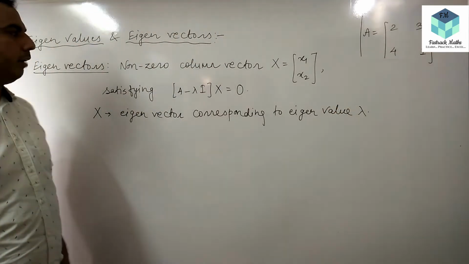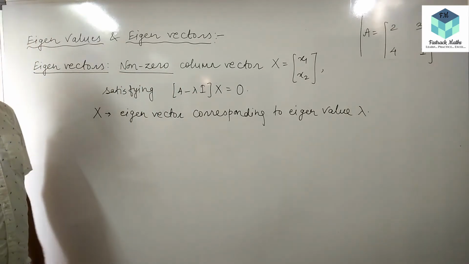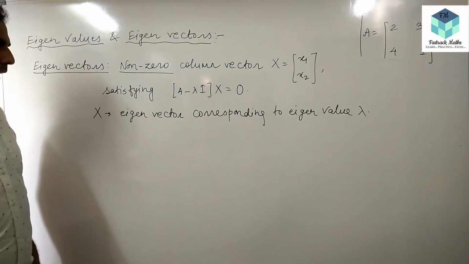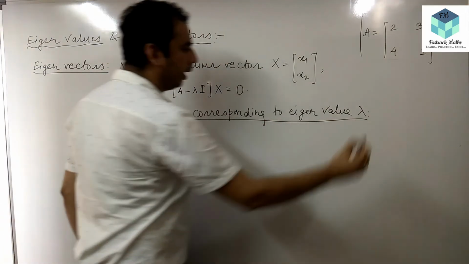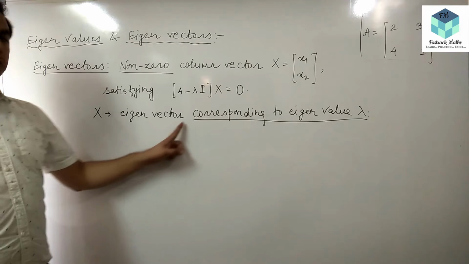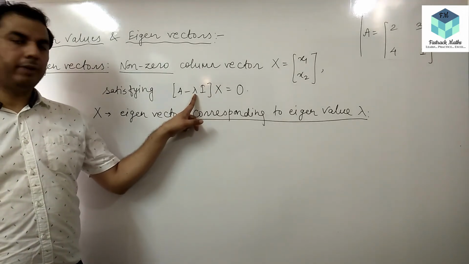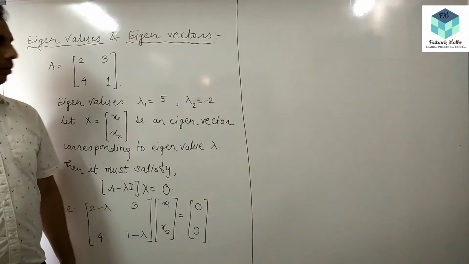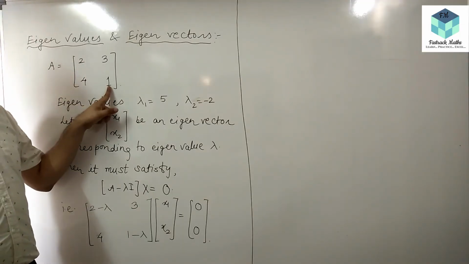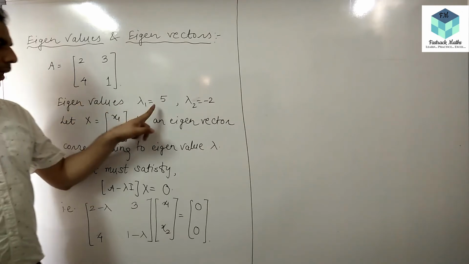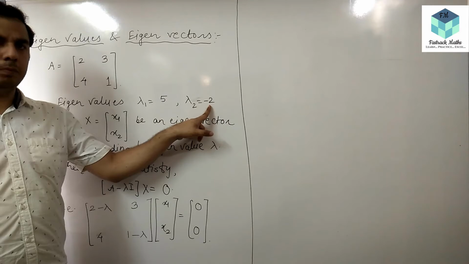So here two things are very important. First, it should be a non-zero column vector. Second, when we are writing this corresponding to eigenvalue lambda, it means we have to find the eigenvector for each and every eigenvalue lambda. So considering the same example, A is equal to [2, 3; 4, 1], we have obtained the eigenvalues lambda 1 is equal to 5 and lambda 2 is equal to minus 2.